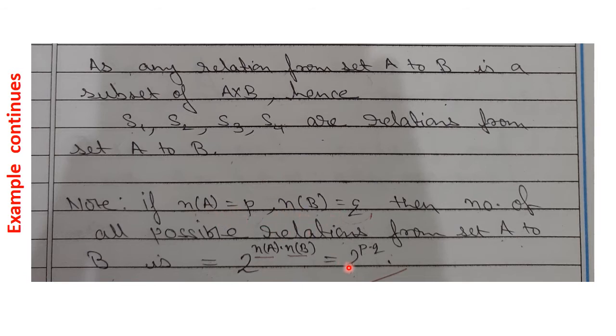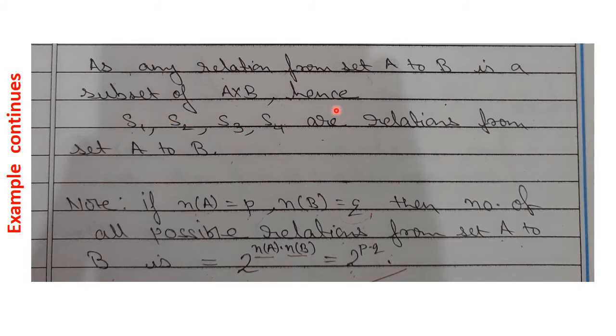That means if we find the number of subsets, then that would be equal to the number of relations from set A to B. So here, suppose A has P elements and B has Q elements, then total possible relations from set A to B will be 2 to the power P into Q.